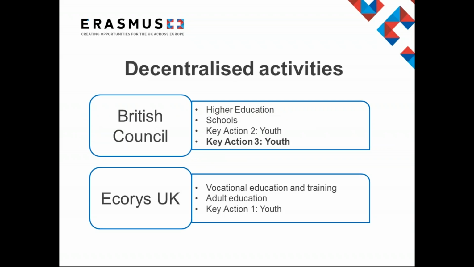First of all, looking at the British Council, we are responsible for projects in the higher education and school sector, along with Key Actions 2 Youth and Key Actions 3 Youth, which is what we'll be talking about in this video. At Chorus UK, then, our partners are focused on vocational education and training, adult education, and Key Action 1 Youth. If you are unsure of which national agency or which half of the national agency you should be working with, don't worry. If you contact either of us and you need to be speaking to the other, we will put you in touch. But this is a useful place to start in terms of where to access support after today.